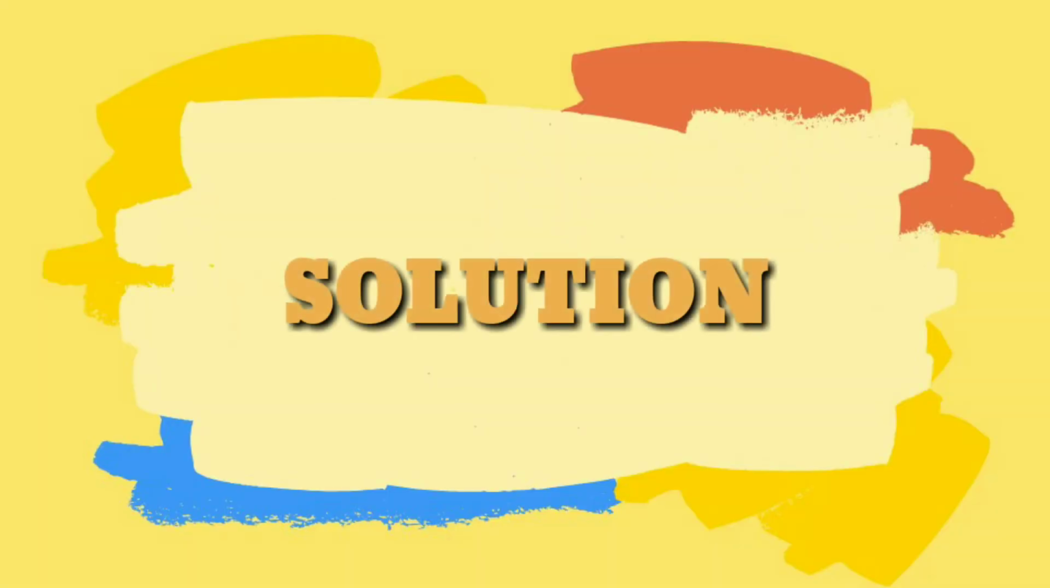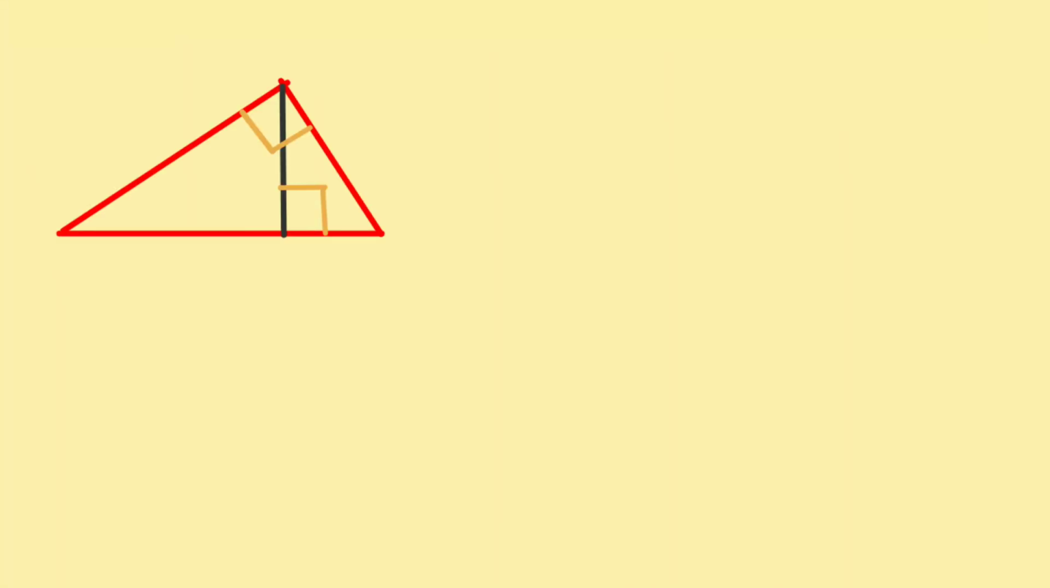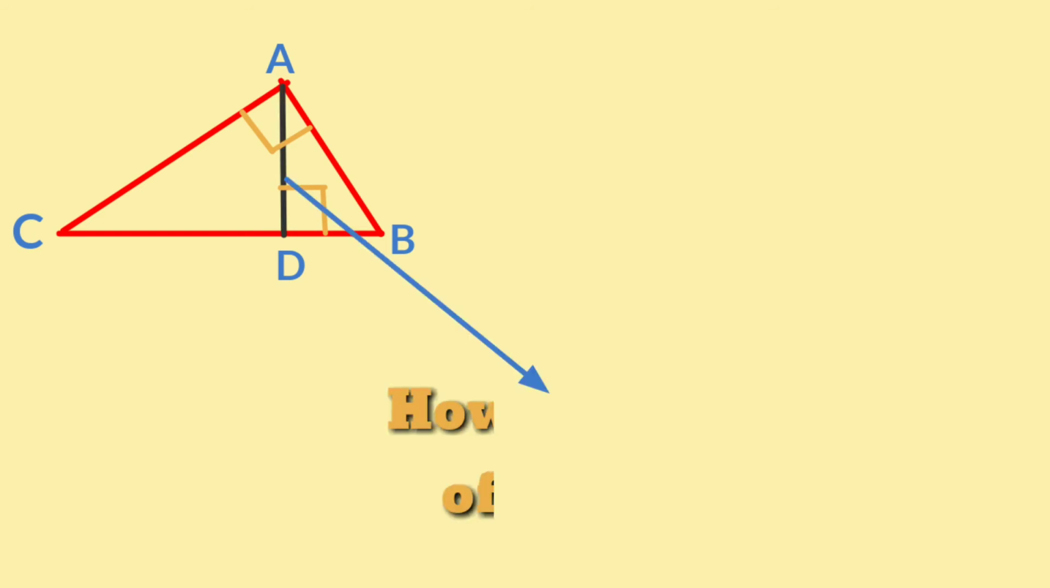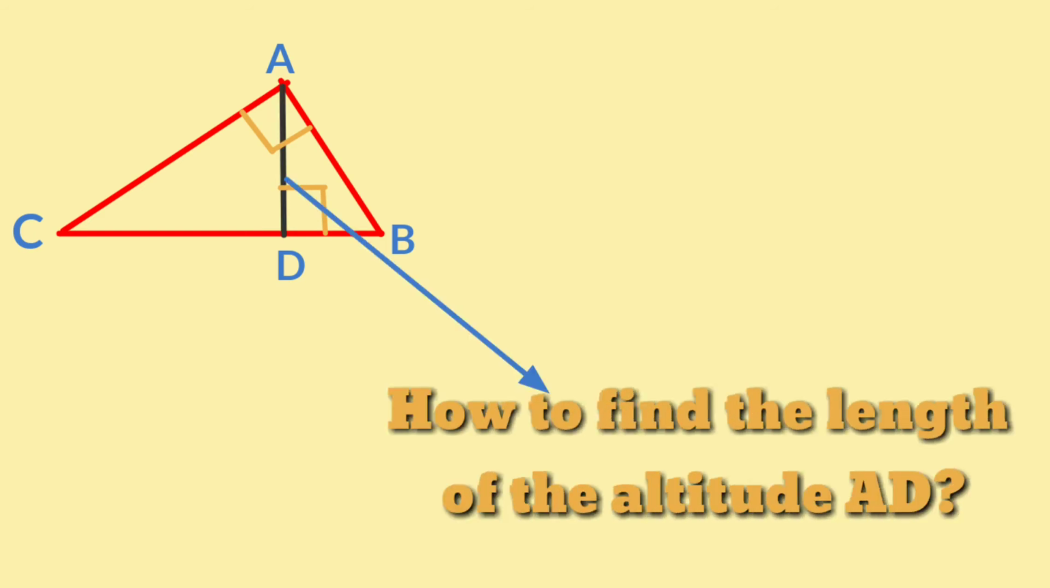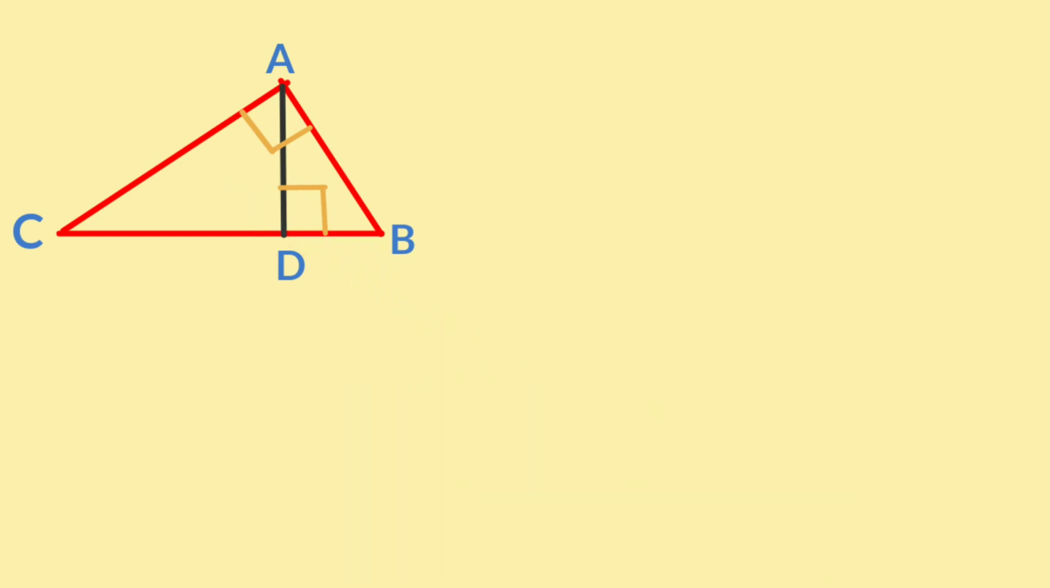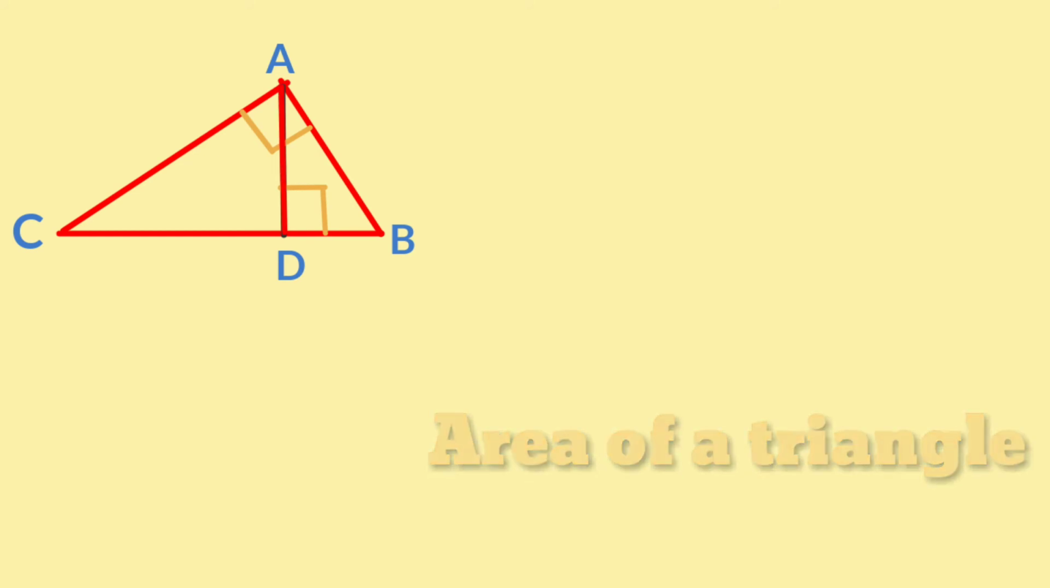We are back to the solution of the problem. We have a right triangle ABC, and we should find the length of the altitude AD. Now, how to find the length of the altitude AD in this problem? Let's see. In such a triangle, we can use the area of the triangle to find the altitude AD.